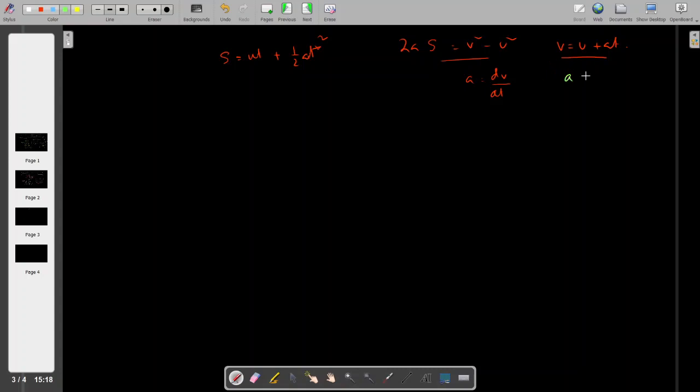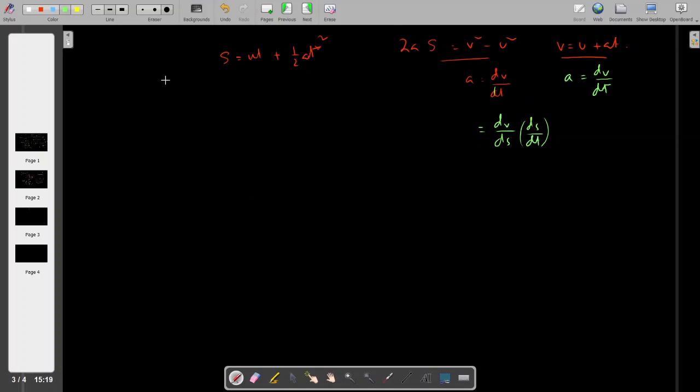In the second equation we introduced s and removed dt. We did dv by ds into ds by dt, and ds by dt was your v. In the other case we just integrated it because we needed v and t. I hope you remember this.